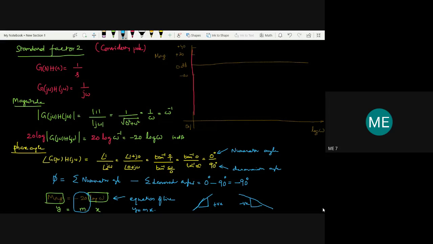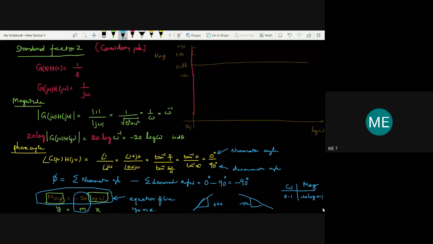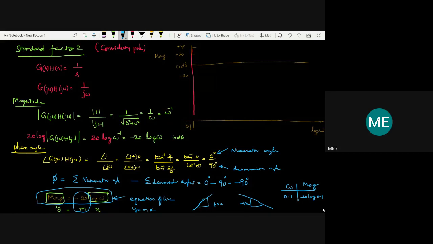So if I substitute different values of ω, what is the magnitude? For ω is 0.1, if I substitute in this equation, it is minus 20 log 0.1. So 0.1 is 10 to the power of minus 1. That minus 1 comes before the log term. So minus 20 into minus 1 is plus 20, and log 10 base 10 becomes 1. So for 0.1, it is plus 20.